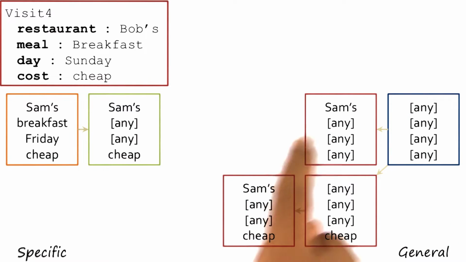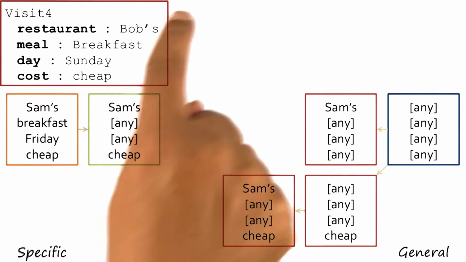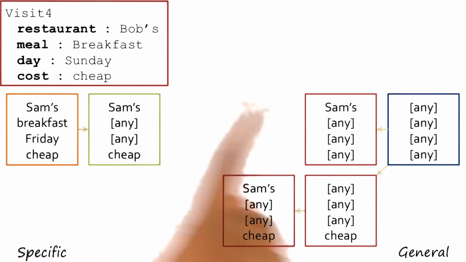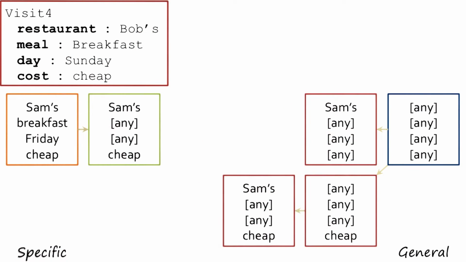But wait, this general concept characterization already excludes this negative example. This says the allergic reaction happens when I go to Sam's and this has Bob's in it, so this already excludes it. I don't have to specialize it anymore.